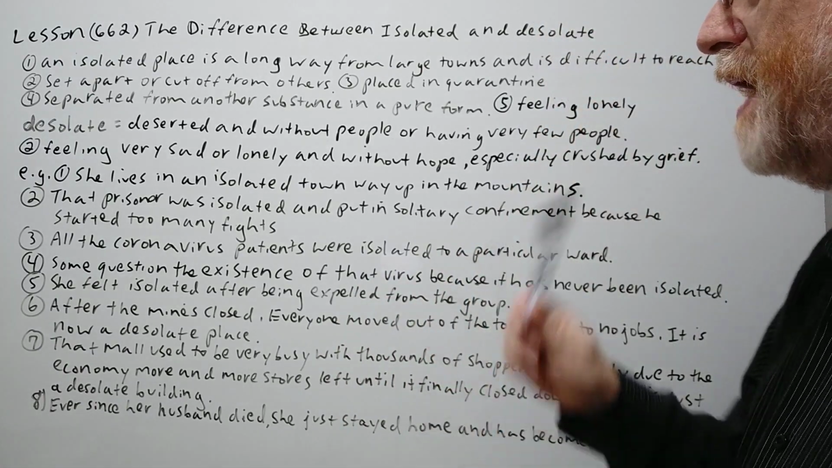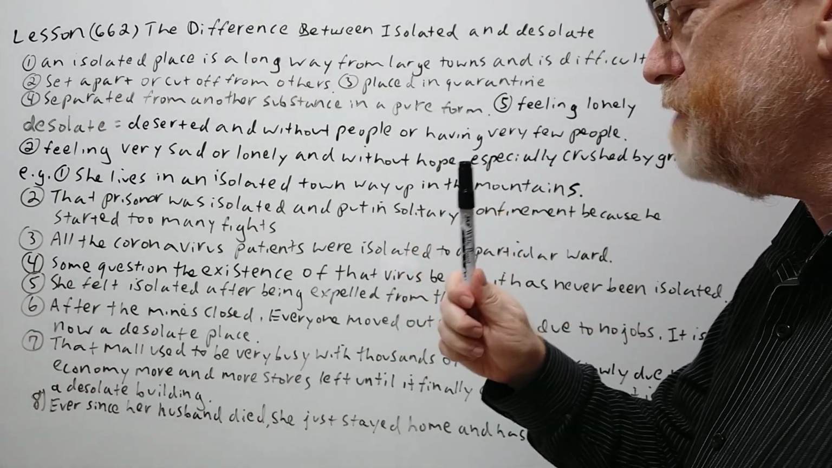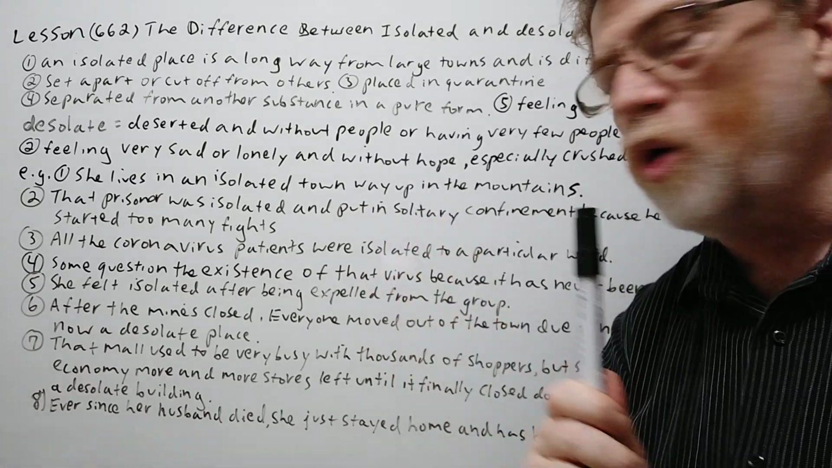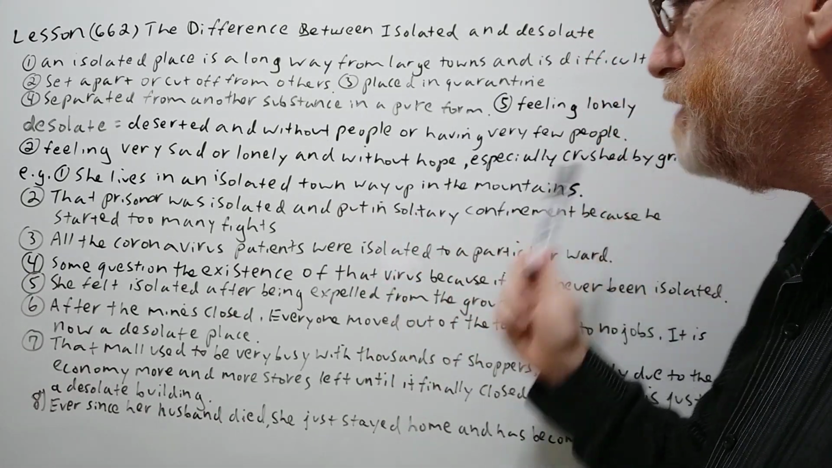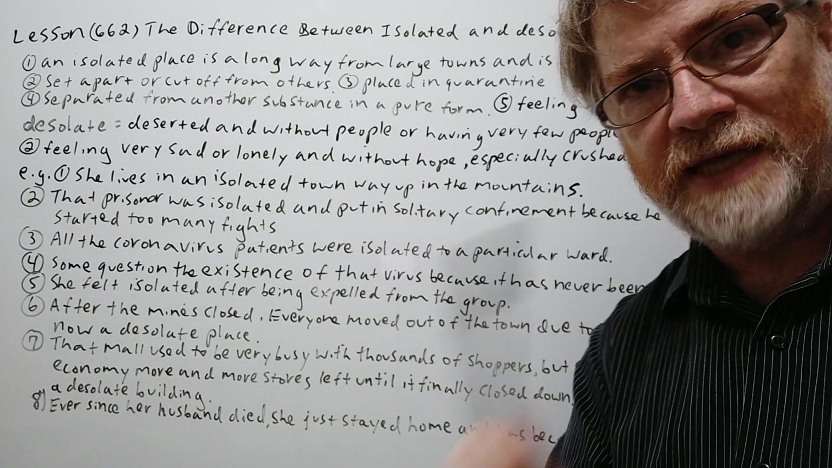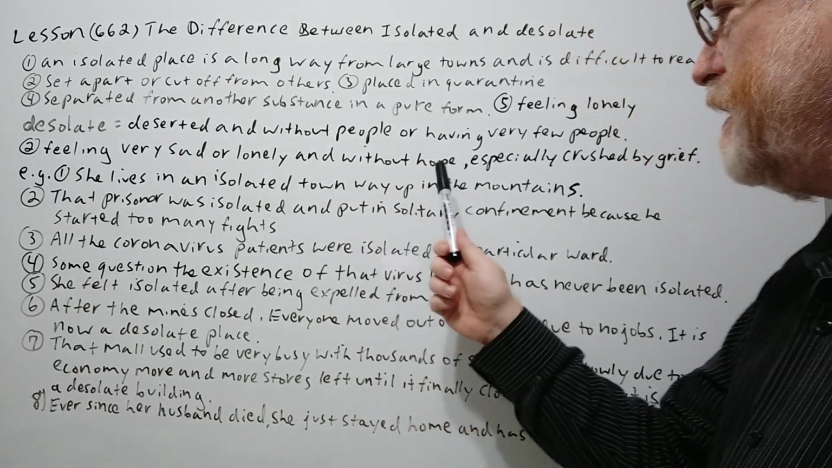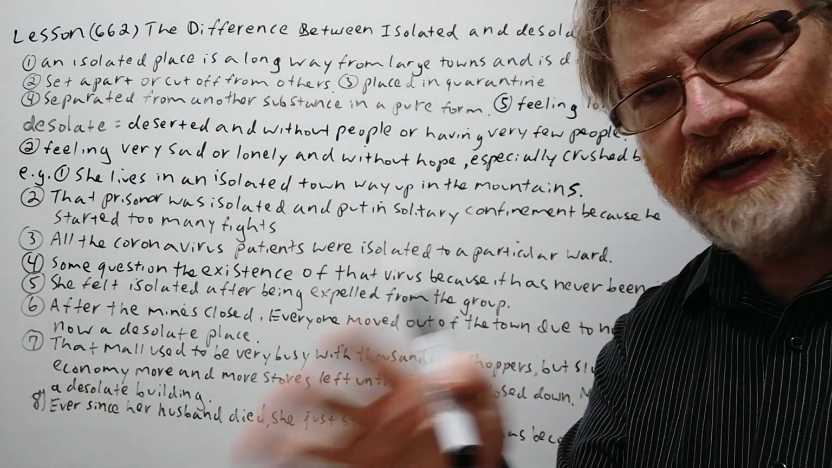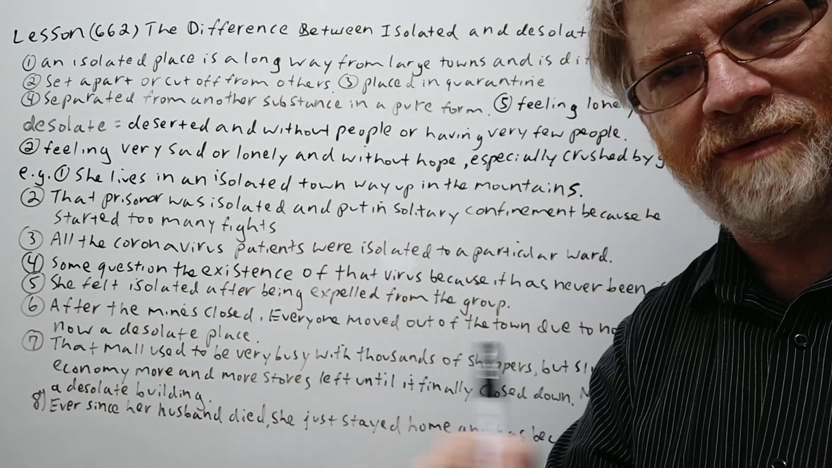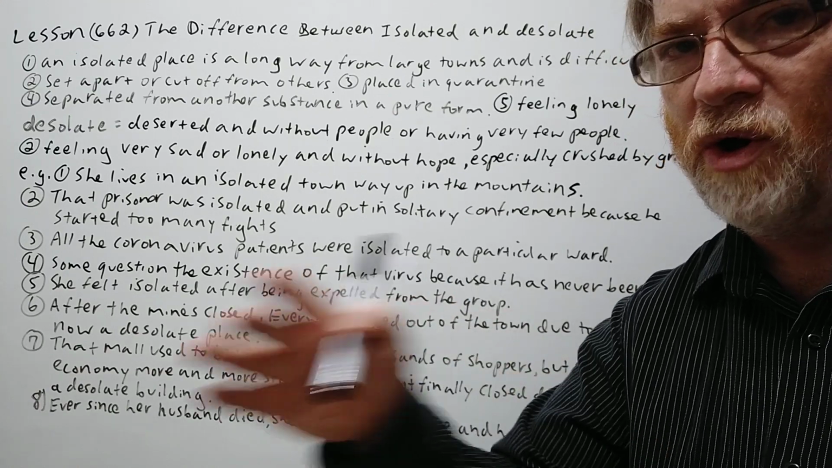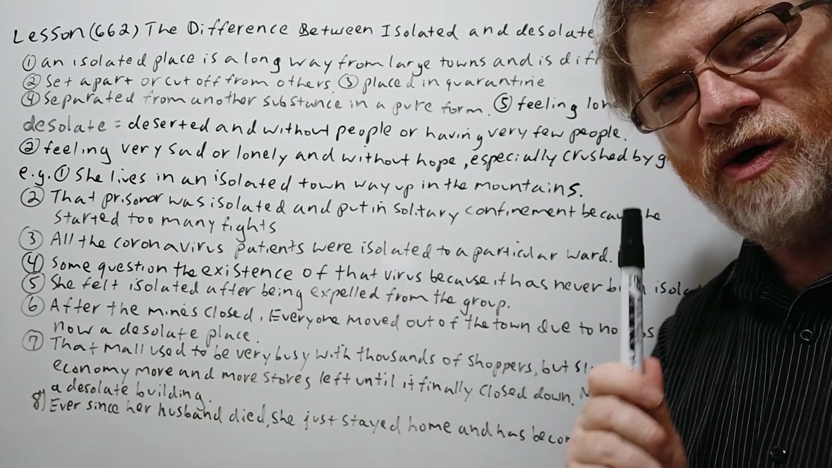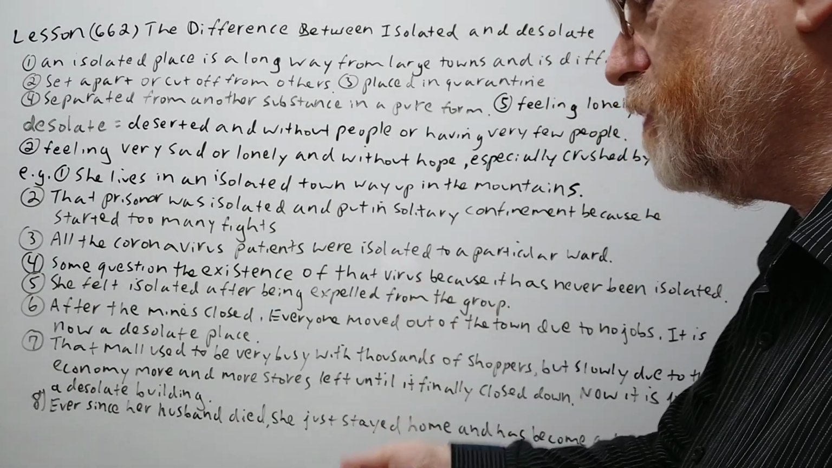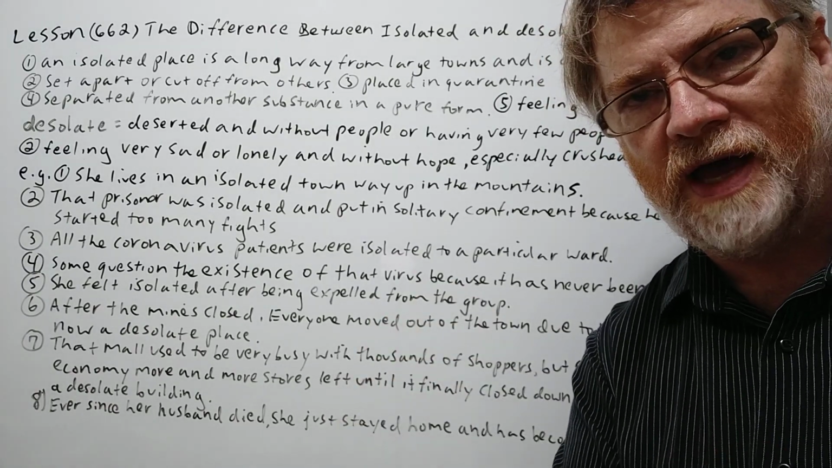Let's continue. We only have a second meaning here for desolate. Feeling very sad and lonely and without hope, especially crushed by grief. So this is also sadness, but this one's a little stronger, especially when there's no hope. Crushed by grief could be related to a death, where a loved one died and there's no hope that they're coming back again. So we would use desolate more in that situation. Let's take a look. We've got 8 examples here, so you get a better feel of how we would use it.